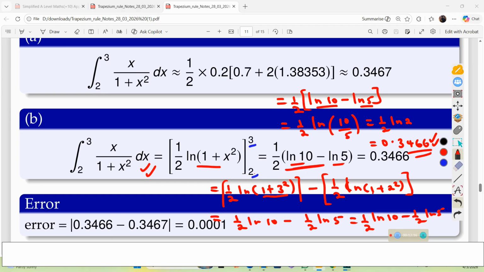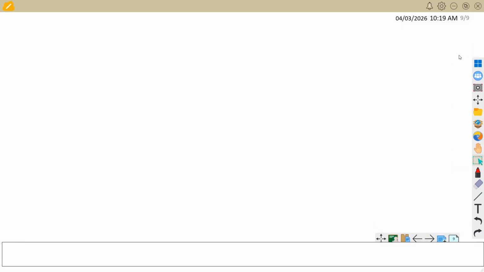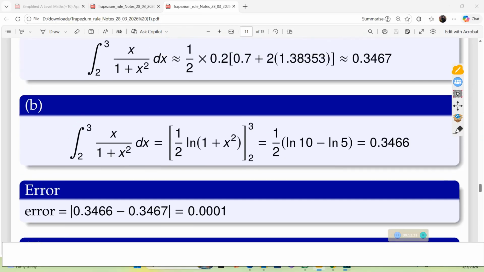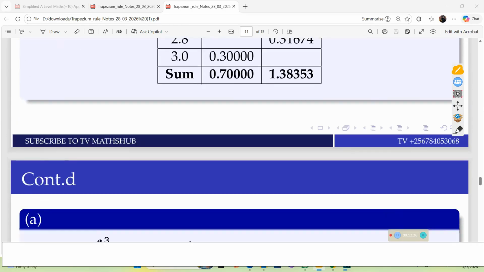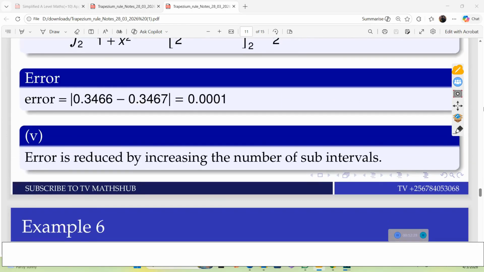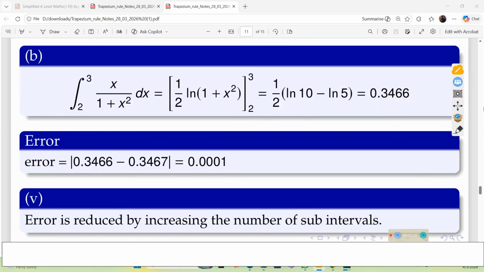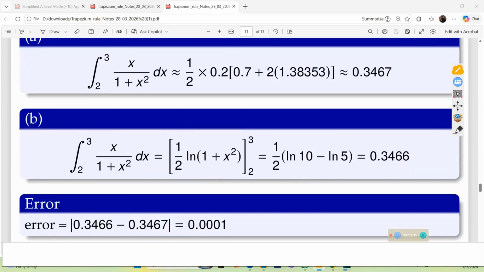So from there we shall have obtained what we call the exact value. So having gotten the exact value, the next part requires us to find the error in our estimation. So the error is the same as the magnitude of the exact value minus the approximate value.